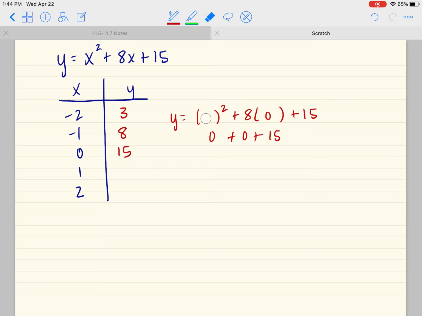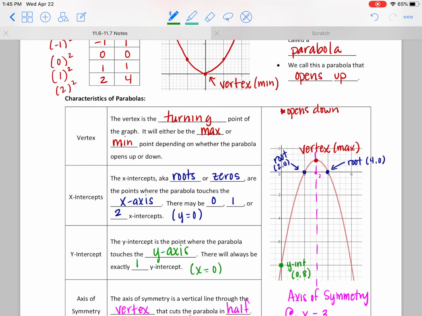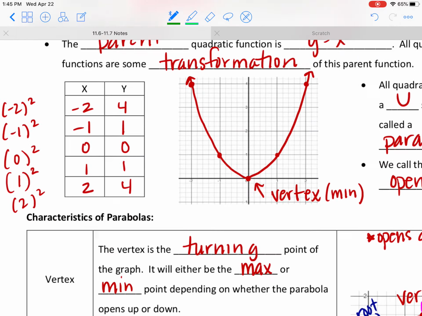All right, let's plug in 0, and trust me, this is going somewhere. Plug in 0, then I get 0 here, and 15 left over. Okay, let's plug in 1. So this is 1 plus 8 plus 15, and 9 plus 15 makes 24. And then lastly, let's plug in 2. So this is 4 plus 16 is 20, and 20 plus 15 makes 35.